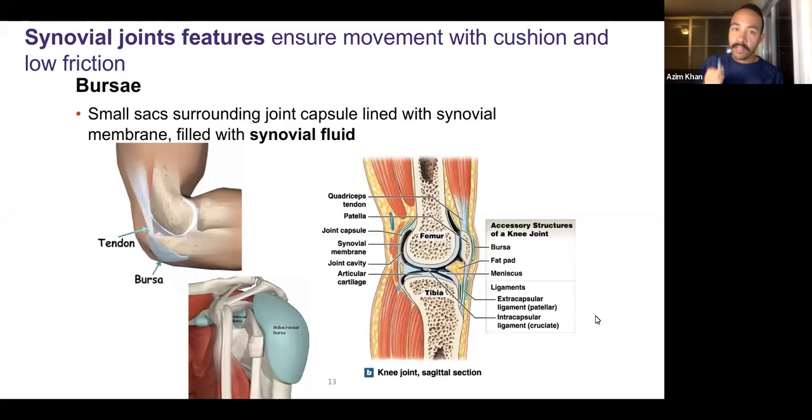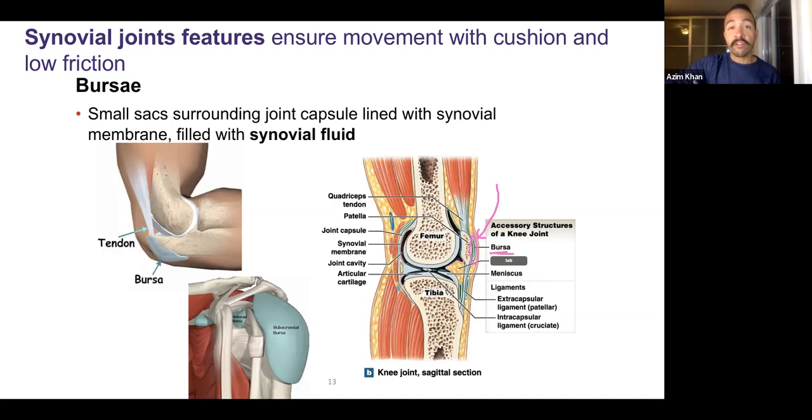Joint capsules were lined with synovial membrane and were filled with synovial fluid. Those aren't the only places to find synovial membrane and synovial fluid. Let's take a look over here on the right side. Let's say you have your patella, and since the patella does a lot of rubbing and acts like a fulcrum, like a pulley, you need some further protection and lubrication in this area.